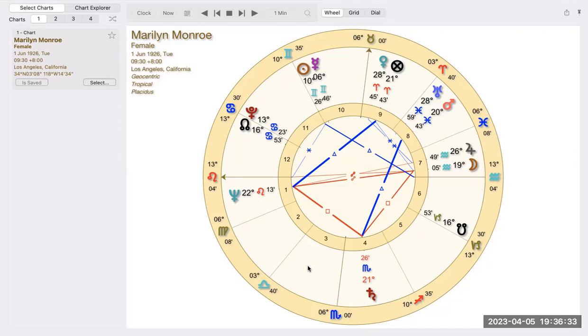But now if we look at the rulerships here, where is Saturn? Saturn's in the 4th house of Scorpio, and Scorpio's ruler is Mars. And Mars is in the 8th house, and the 8th house is of death, others' resources, sexuality, shared resources. Good heavens, heavy. It is heavy. Did he die young?